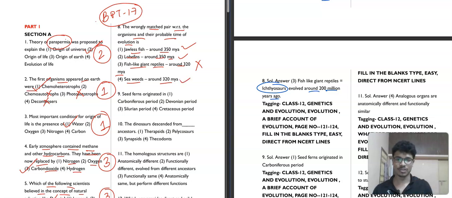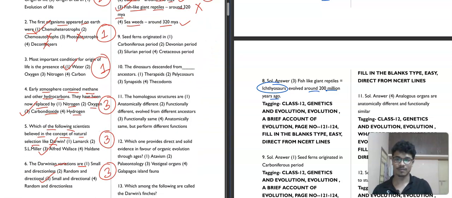There is a very good chart in NCERT, and beside that all these things are written, so you can just take it from there. Third will be your correct answer. Then the next question, it is saying that seed ferns originated in the Carboniferous period, Devonian period, Silurian period, or Cretaceous period. So seed ferns basically originated in the Carboniferous period. First option will be your correct answer for this question.